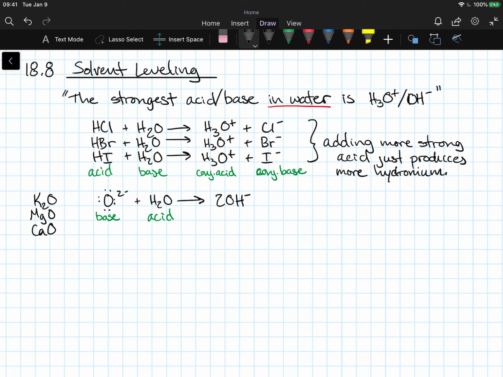Since they all dissociate completely in water, in water they're all equal, or what we say is that water has leveled them all to the same strength. So that's where solvent leveling comes in. Water is acting as the solvent, and it's leveling all of them to be the same strength. So if we switch to a different solvent, then we can actually start to see their acid-base strength. In this case, since we want to measure the acid strength of our three strong acids, we're going to switch to a solvent that is a weaker base than water.